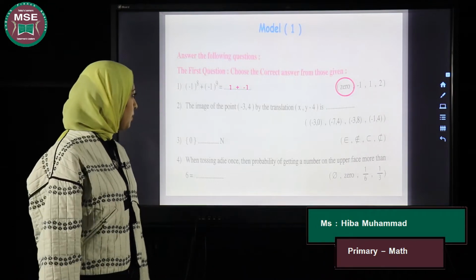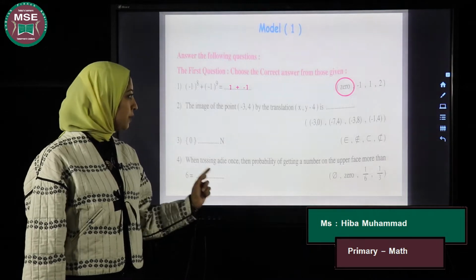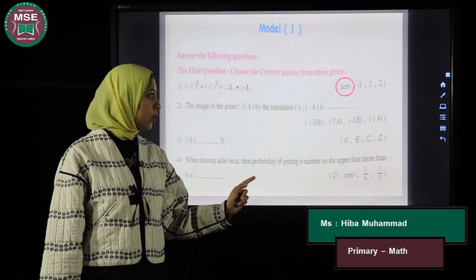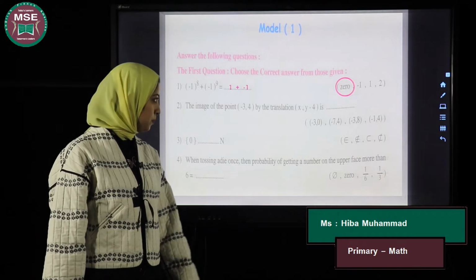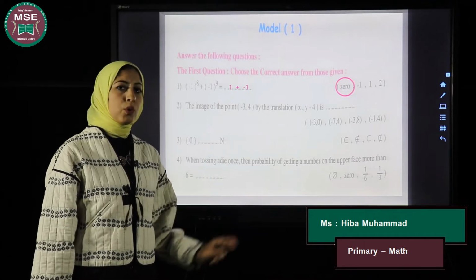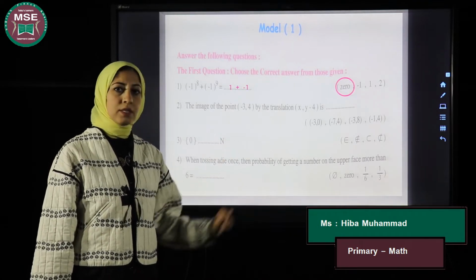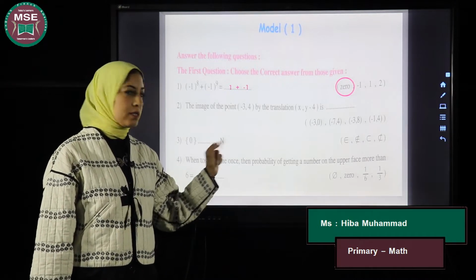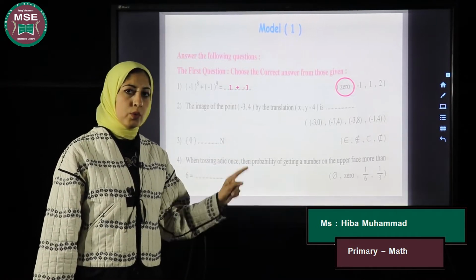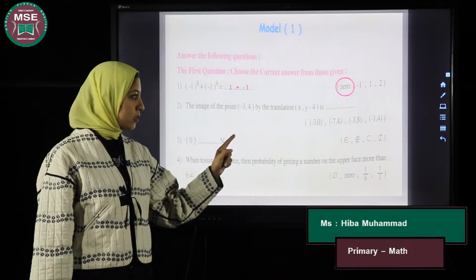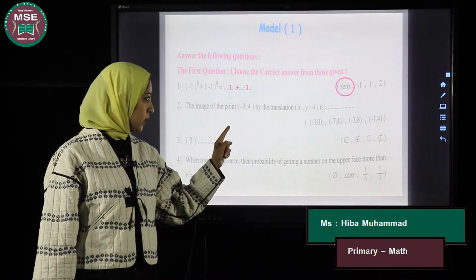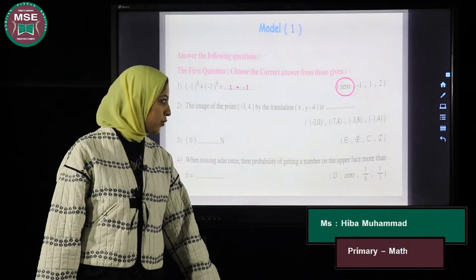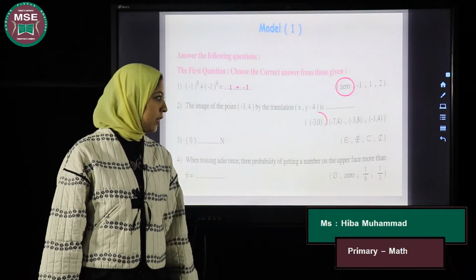The second question. The image of the point (-3, 4) by the translation (x, y minus 4) is. Any point has two coordinates. The first one is x, the second one is y. To make the translation, x stays the same and y, we will make it minus 4. So the x will be -3 and y, I will make 4 minus 4, it will be 0. So the image after translation is (-3, 0).